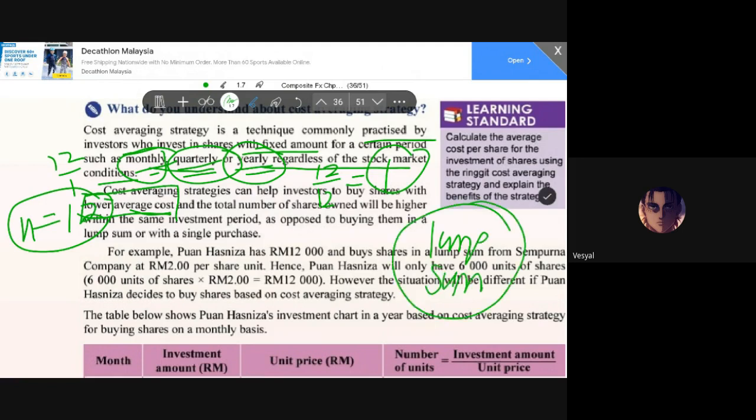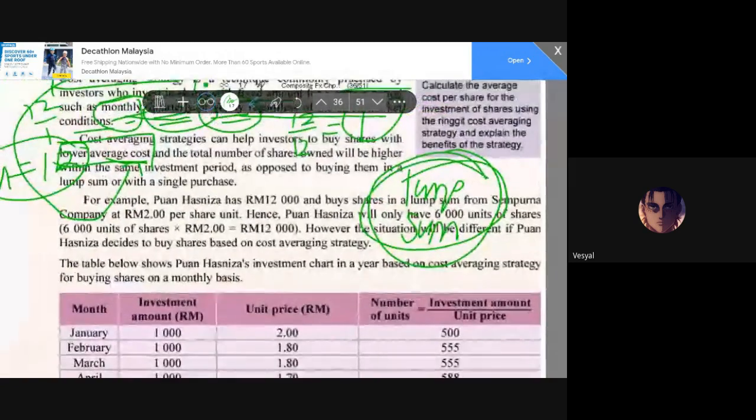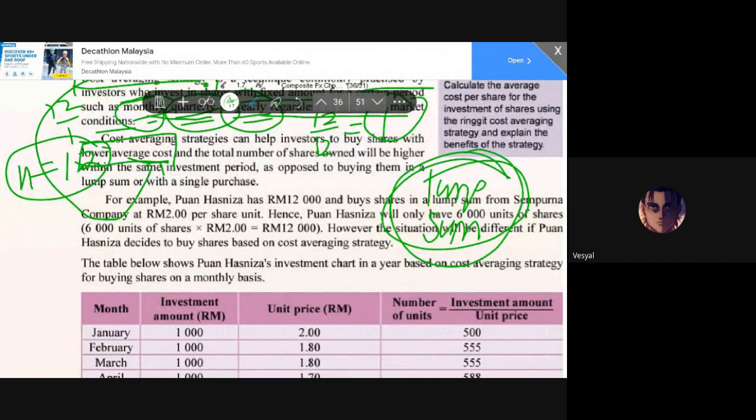Or another way is you practice this cost averaging strategy. And if you use this cost averaging strategy, you will expect to get a lower average cost per share unit compared to this method over here. So that's why we apply this table down here. Wait, we go to this one first. See, the total number of shares owned is higher with the same investment period. If we compare these 2 methods, you will earn more shares, but the average cost is also lower. So it's easier for you to purchase them in the end, as opposed to buying them in lump sum or a single purchase.